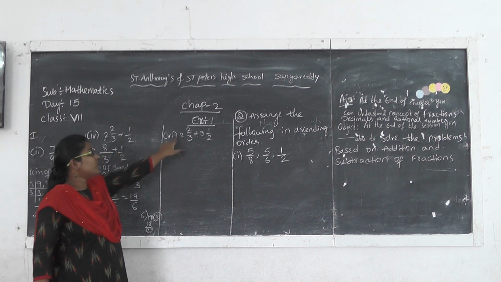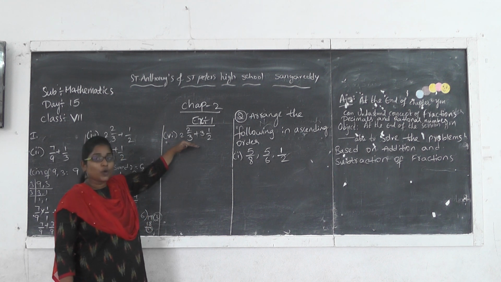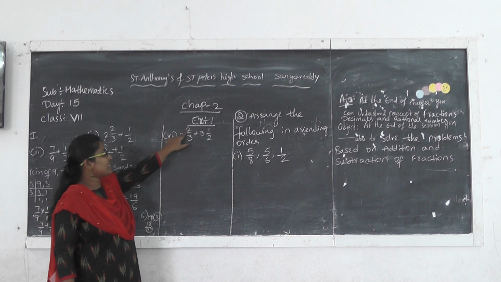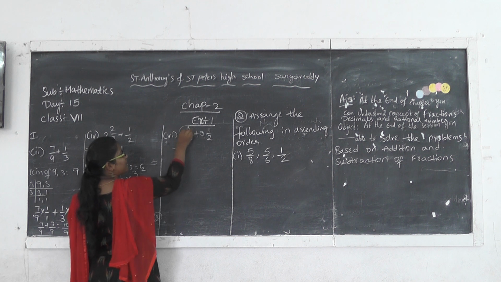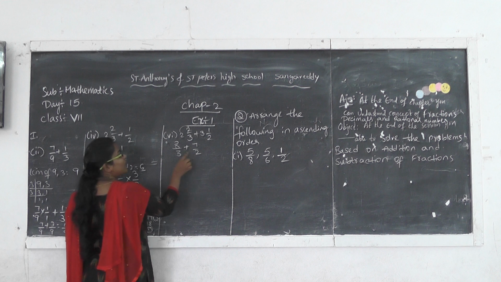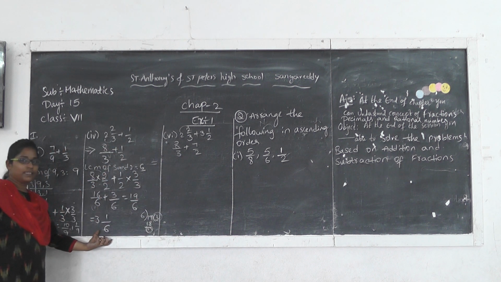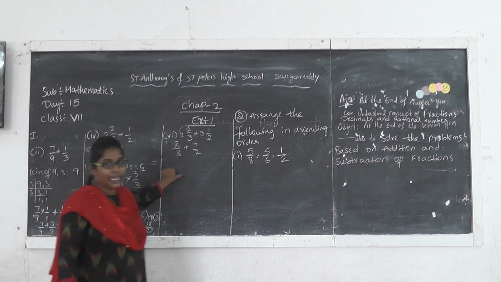Sixth problem also: 2 by 3 plus 3 1 by 2. First, what do you have to do? Convert the mixed fractions into improper fractions. 3 2s are 6, 6 plus 1, 7 by 2, and 2 by 3 stays. Now convert these unlike fractions into like fractions and solve the same way. Take a similar problem; this you have to take as homework.